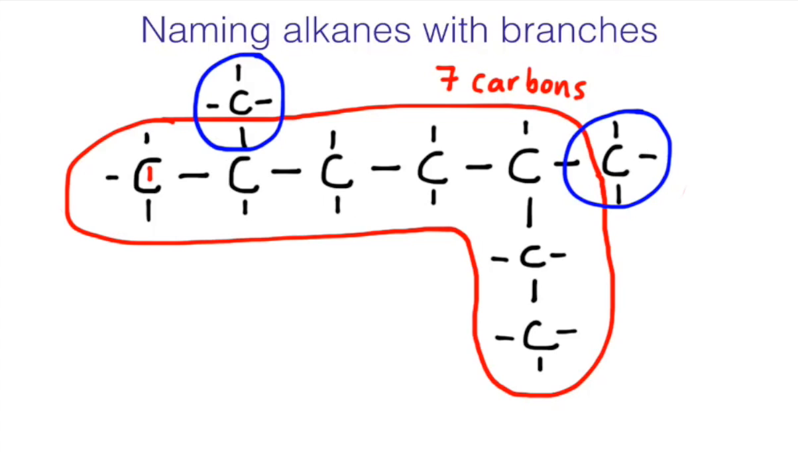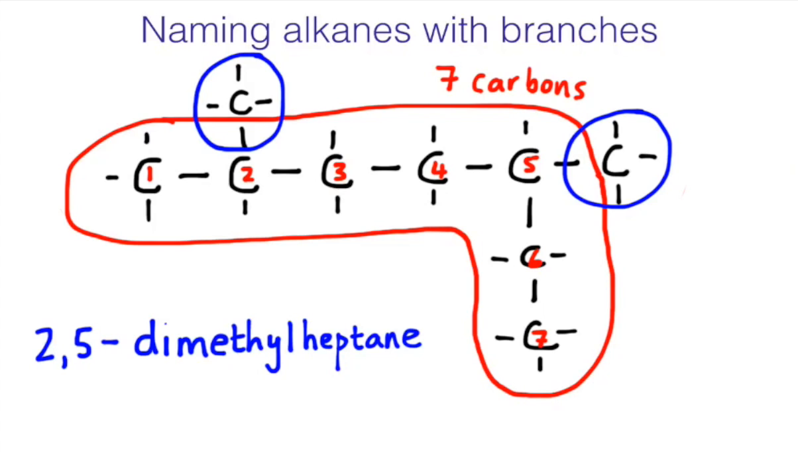Which then means that we have got 2 branches. We've got to now number the chain so the branches get the lowest numbers, so we start from the left and our branches are on 2 and 5. If we started from the other side, they would be on 3 and 6, and so this way gives the lowest numbers. So the name of this compound then is 2,5-dimethylheptane. Let's go through it step by step.